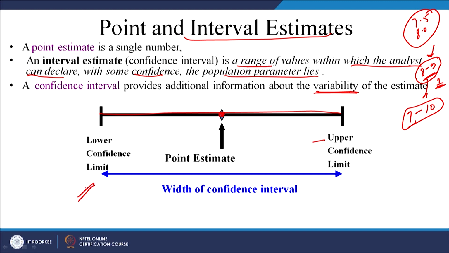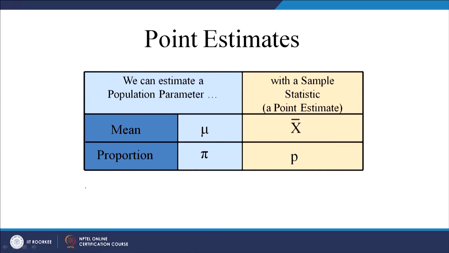So what is estimation? Estimation uses sample statistics to help you know about the population parameter, and you have either point estimation or interval estimation. We will say that the sample mean is an estimator of the population mean, and the sample proportion is an estimator of the population proportion.